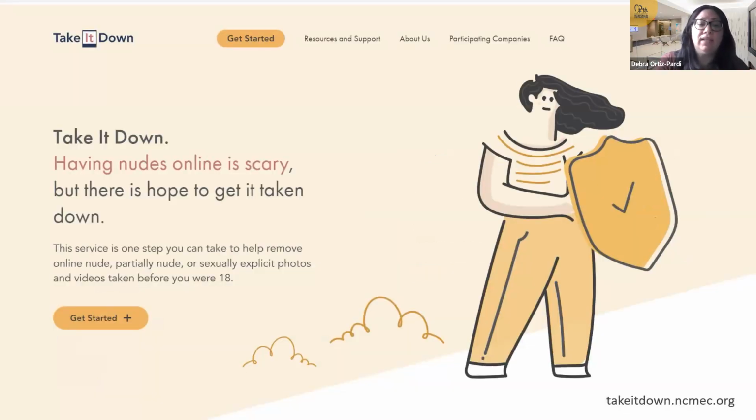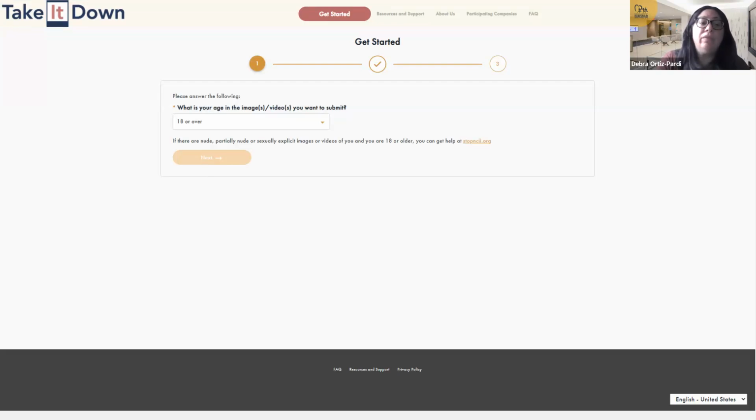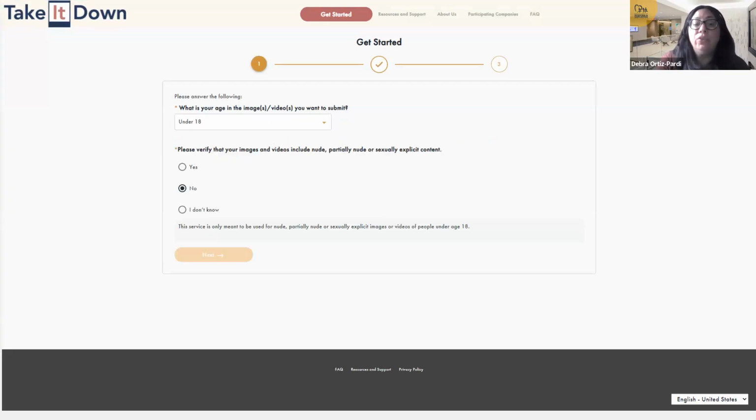Okay, so when somebody wants to make a report to the Take It Down website, this is what it looks like. They just hit get started, and they're going to go through a series of basically 3 questions. We want to verify that they were under the age of 18 in the image. If they were over 18, they're going to be referred to another resource. We want to verify that the imagery depicts nude or partially nude or explicit content. So just to help discourage people from sharing non-CSAM content, like a bunch of pictures of cats, right?